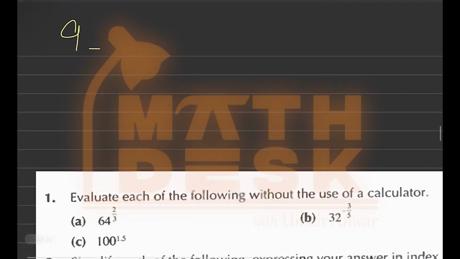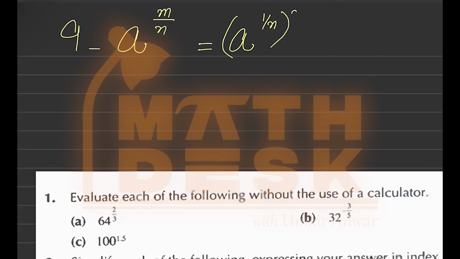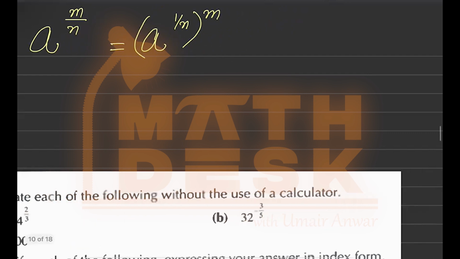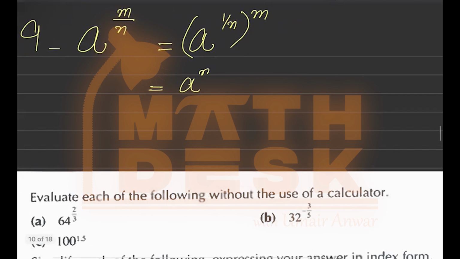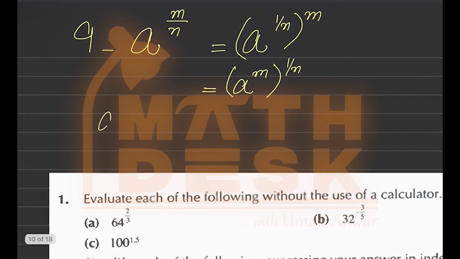The next rule says that if you have a fractional index like this, where the numerator of the fraction is not equal to 1, then you should change it accordingly as a raised to 1 upon n raised to m, or you could also write it as a raised to m raised to 1 upon n. So basically the index over here is changed into two factors, m and 1 upon n.